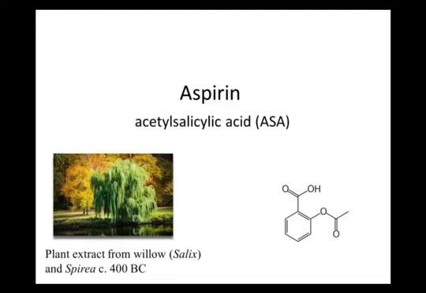So aspirin is acetylsalicylic acid, also known as ASA. Here's the chemical structure shown on the right. It is a natural product, you know that I'm interested in that. I think that's kind of cool stuff. It's a plant extract from the bark of the weeping willow, shown there. And we've been extracting aspirin from these plants since about 400 years before Christ. So this is an old, old drug.